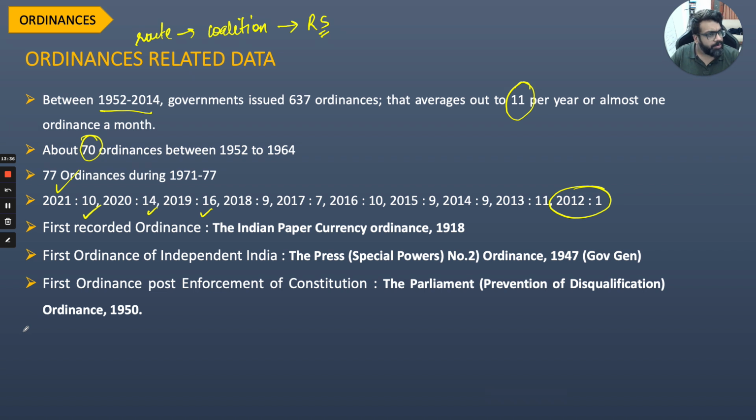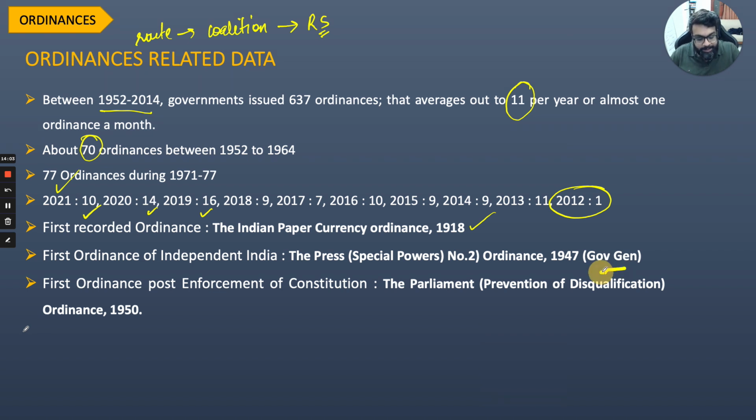If you do want to score a bit of brownie points and get into the history of it, I did some research and found out that the first recorded ordinance in the history of this country is the Indian Paper Currency Ordinance of 1918, which is officially recorded by the government. The first ordinance of independent India, interestingly, is the Press Special Powers Second Ordinance of 1947.